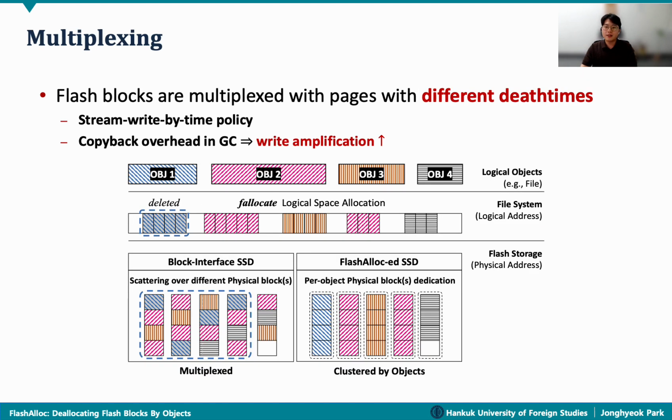With the stream writes by time policy, the flash device will pack those writes in their arrival order into flash blocks. Since logical objects have different death times from each other in most cases, pages in a multiplexed flash block will be invalidated at different points in time. We call this multiplexing. When the block is chosen as a victim for garbage collection, the remaining valid pages have to be relocated to another block. This amplifies the physical write.